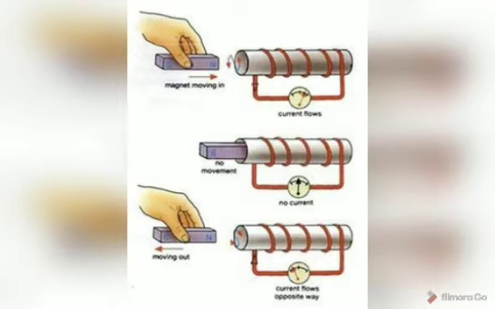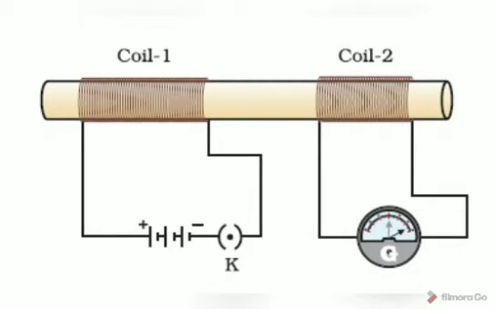Now let us replace the magnet by a current carrying coil and let the current in the coil be varied. Take two different coils of copper wire having a large number of turns. Insert them over a non-conducting cylindrical roll as shown here. Connect coil 1, having the larger number of turns, in series with a battery and a plug key. Also connect the other coil 2 with a galvanometer as shown here.